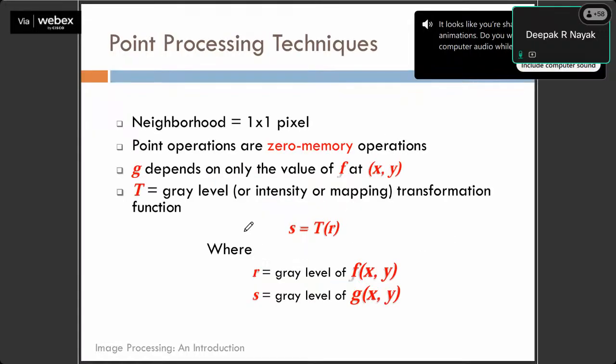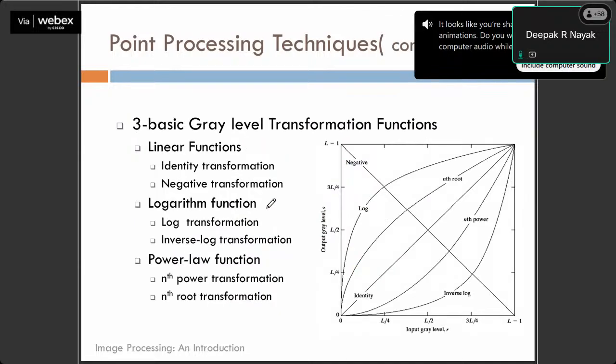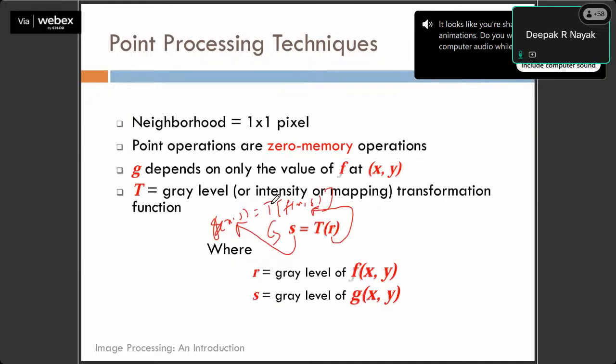I can modify the equation which I've shown earlier, g of xy equals T of f of xy, and represent the same equation in another way: s equals T of r. What is r? r is a particular gray value or intensity value of f of xy, and s is the corresponding output value in g of xy. I hope it is clear. r is the input pixel value, and s is the output pixel value.